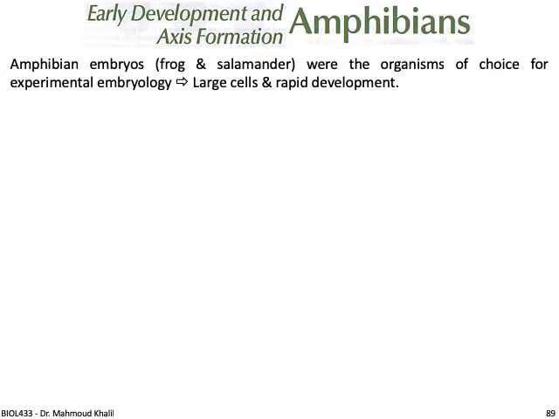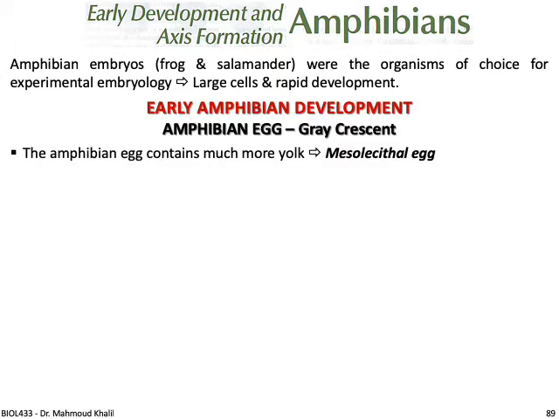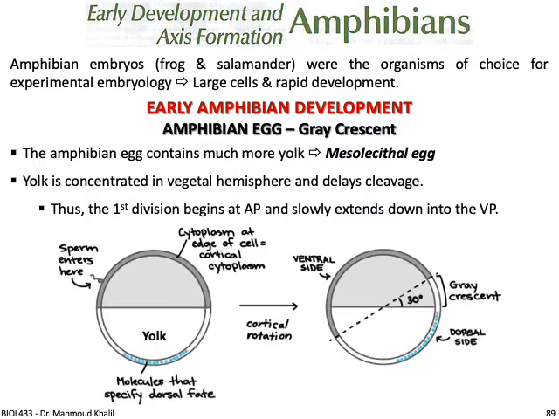Early development in amphibian axis formation. Amphibian embryos, including frog and salamander, are the organisms of choice for experimental embryology because they have large cells and have rapid development. If you look at the egg of the amphibian, its type is a mesolecithal egg.